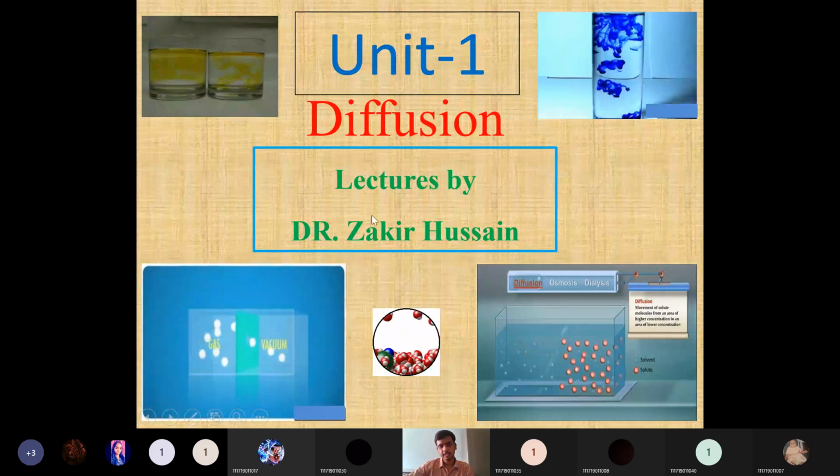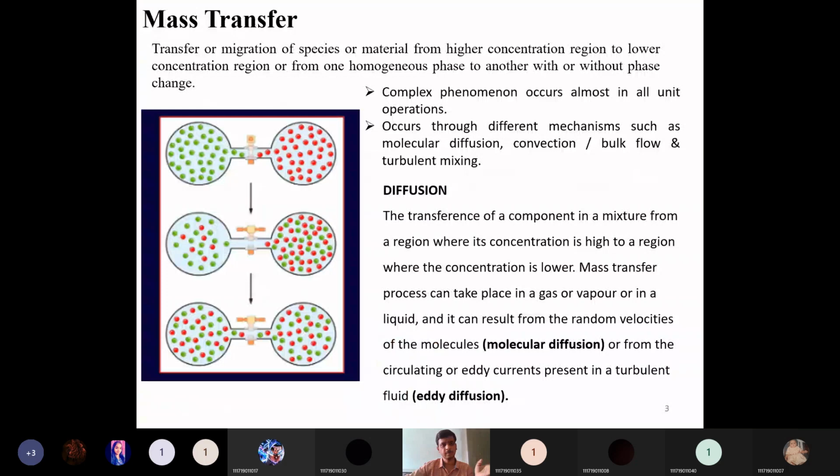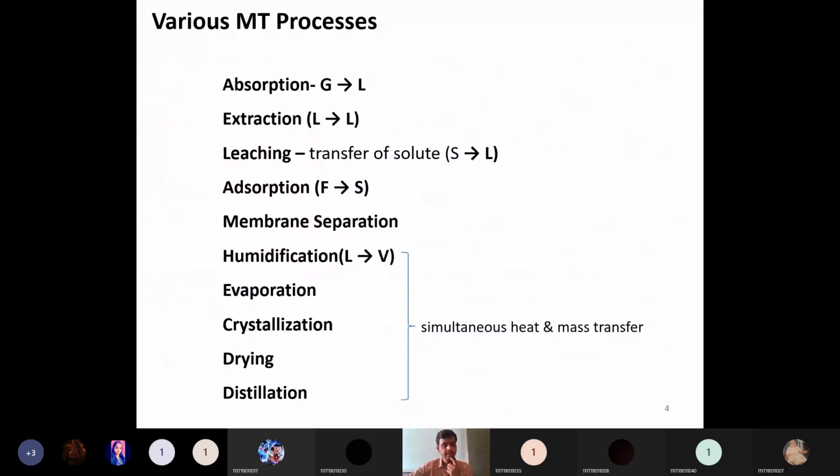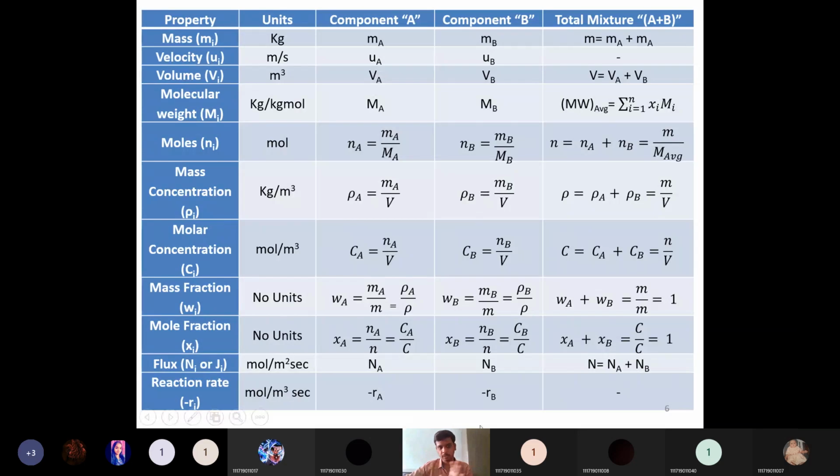Until the last class, we have been seeing Unit 1, diffusion. Some of the topics we have covered include the various types of quantities, their units, and how the additive properties work. Today we will continue that, and then discuss the first law of diffusion. We will also cover these properties today. So let's see.